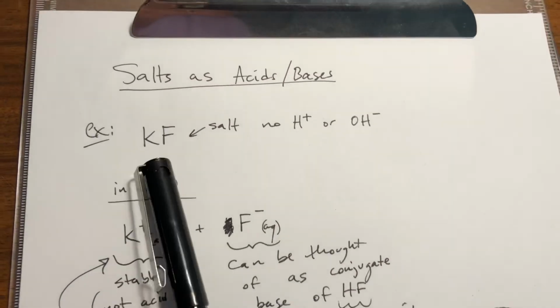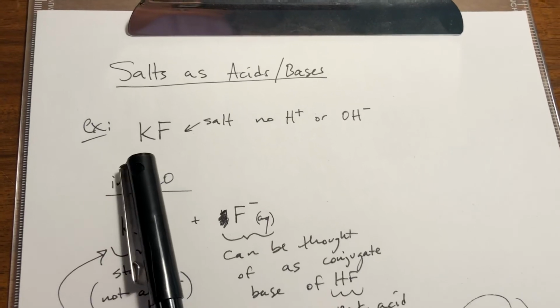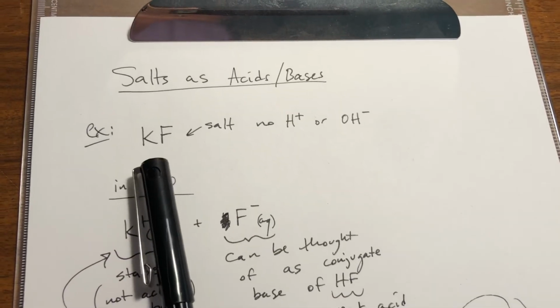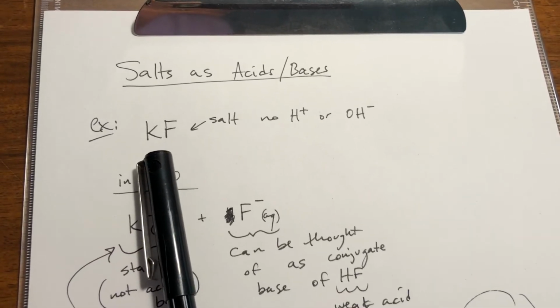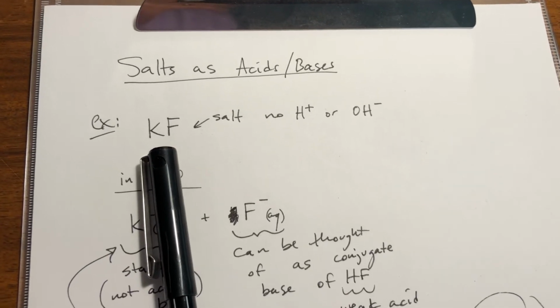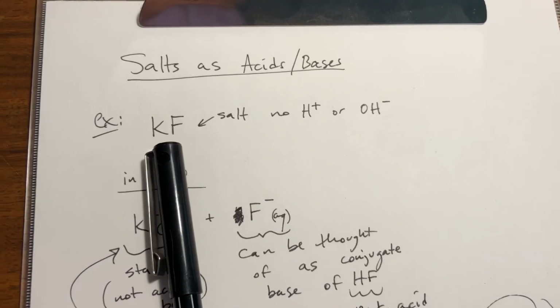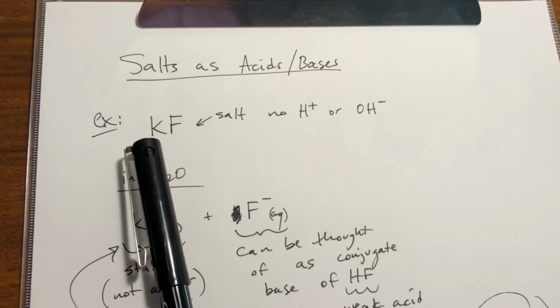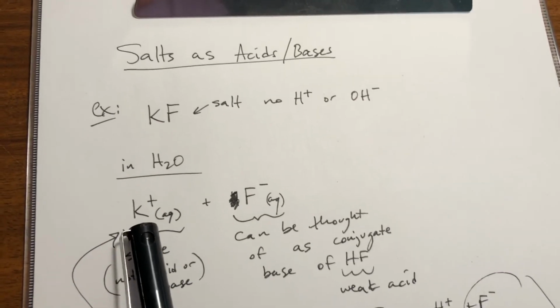Essentially, if you see this, potassium doesn't do anything. It's super stable. It's happy to float around. This is why, when we talk about KOH, it's a strong base. It's because the OH acts as a base, but the K just floats off and does nothing. Floats off and does nothing here too.